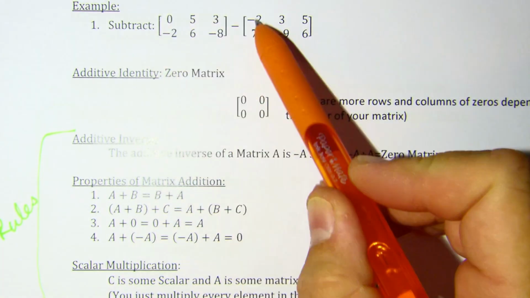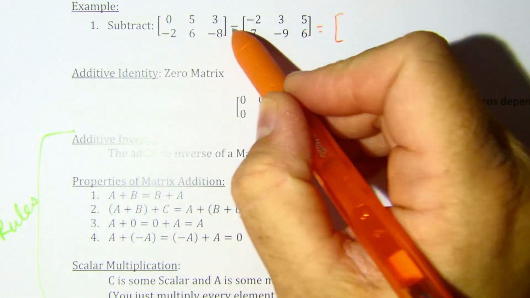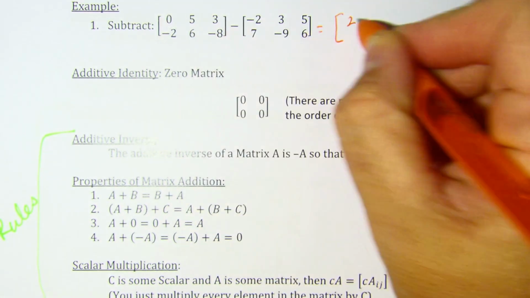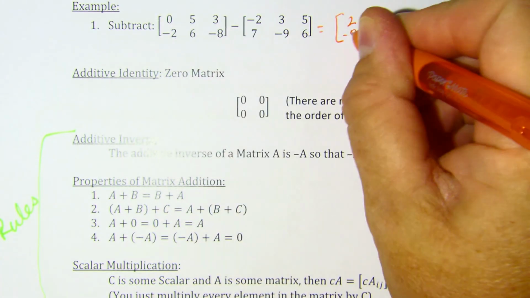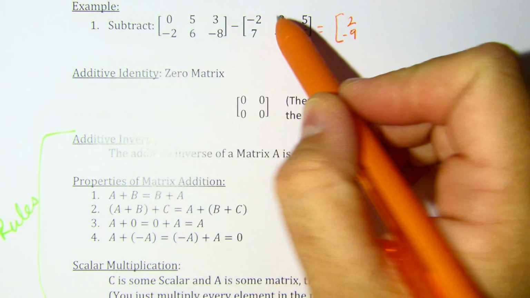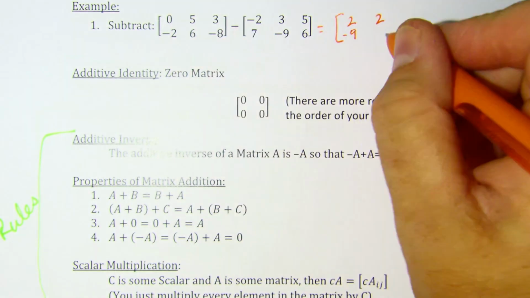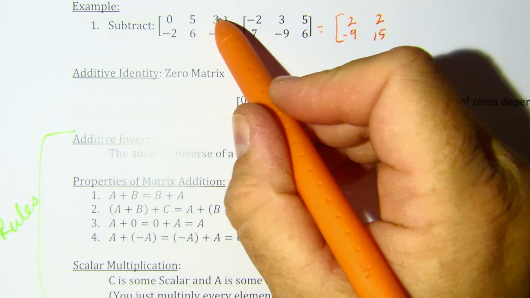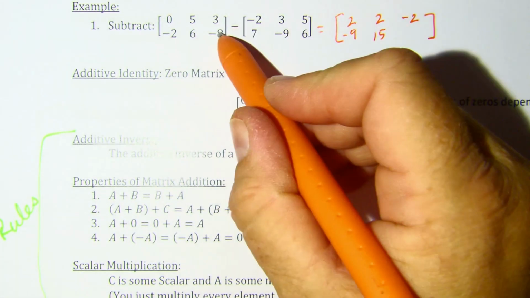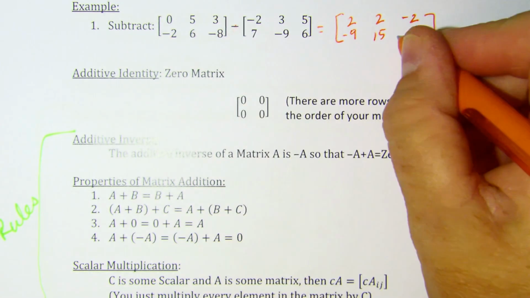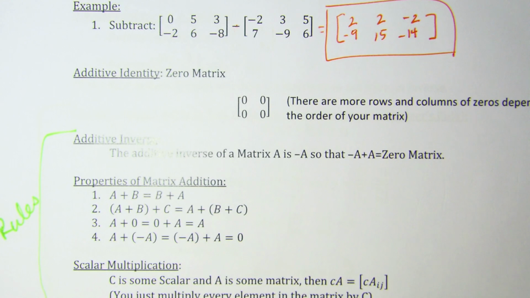And I'm just going to subtract the elements that are in the same place. So this spot and this spot are the same location. So 0 minus negative 2 is positive 2. Negative 2 minus 7 is negative 9. 5 minus 3 is 2. 6 minus negative 9 is 15. 3 minus 5 is negative 2. And negative 8 minus 6 is negative 14. And that's it. That's subtracting matrices.